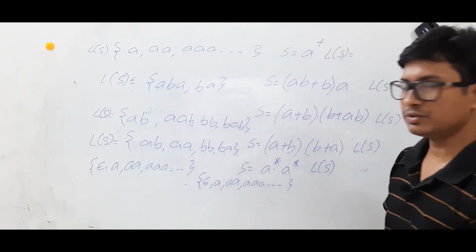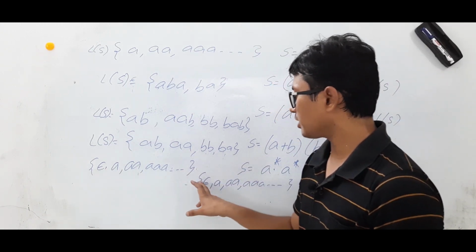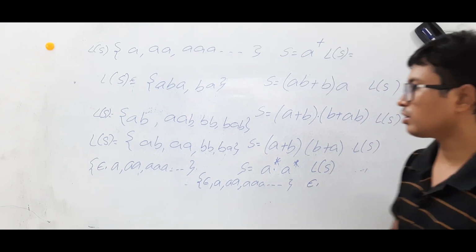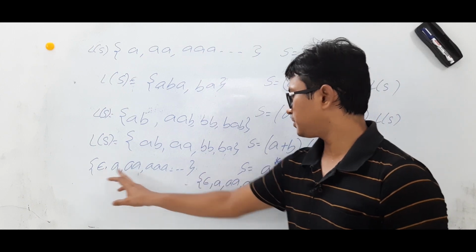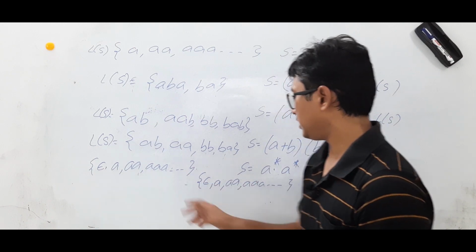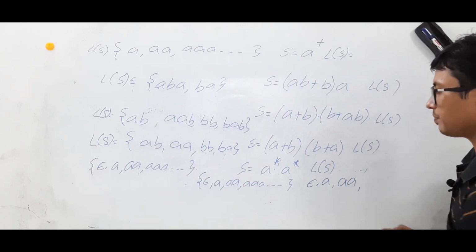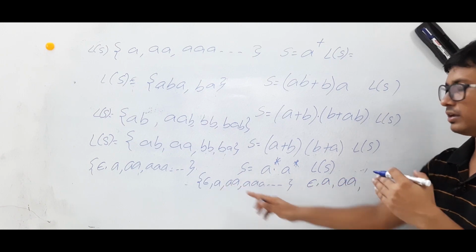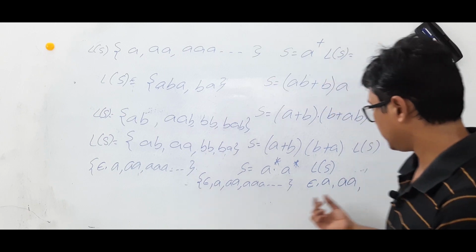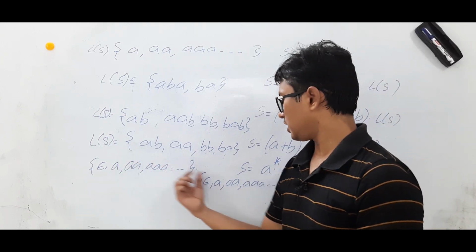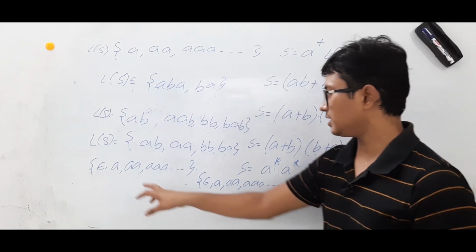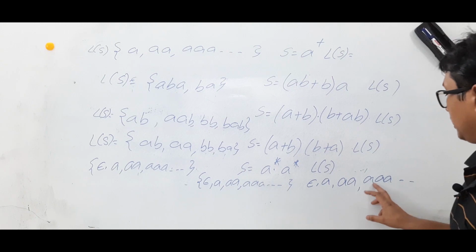Now you see epsilon concatenated with epsilon, what will you get? You will get epsilon. Am I right or wrong? Epsilon concatenated with epsilon, you will get epsilon only. Epsilon concatenated with A, you will get A. Epsilon concatenated with AA, you will get AA. Like that you will get epsilon, A, AA, all these things. Now A concatenated with A, you will get AA, already AA is there. A concatenated with AA, you will get AAA, 3 A's. Like that, again AA concatenated with A, you will get it.